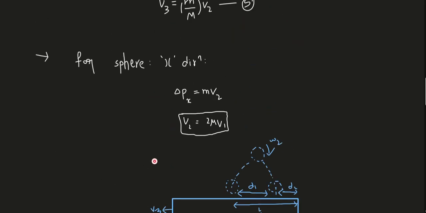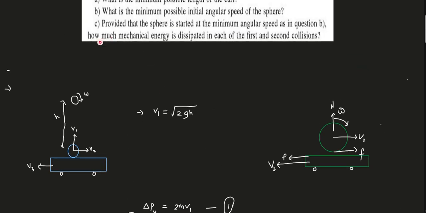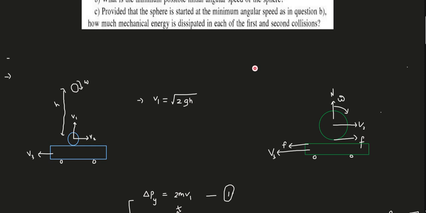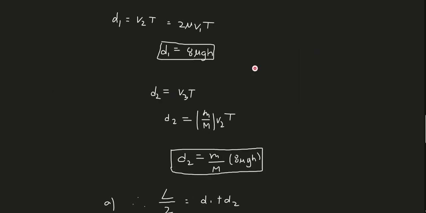The next part C asks how much mechanical energy is dissipated in each of the first and second collisions. So you guys just solve this and comment in the comment box.